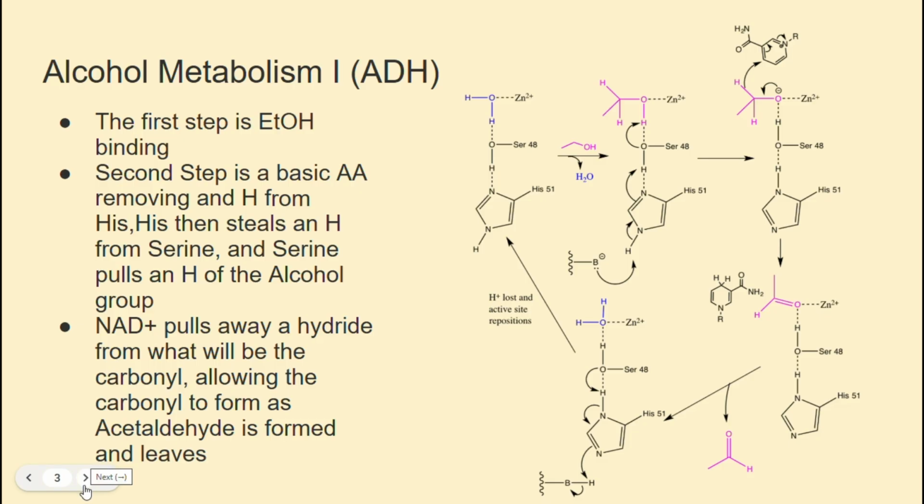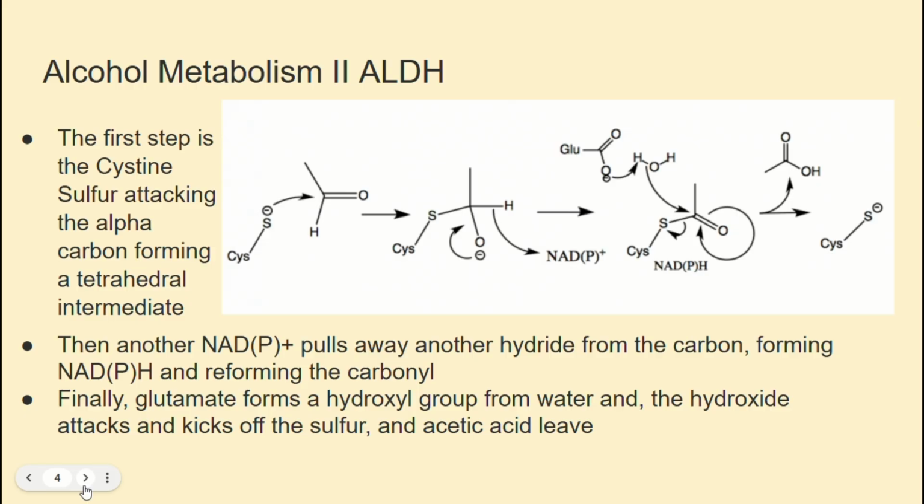Next step, after you get acetaldehyde, is aldehyde dehydrogenase, which is going to bind that acetaldehyde, and it's going to bind a cofactor called NADP plus, which is basically the same as NAD plus. It is a hydride source, and it is used in a lot of biochemical steps.